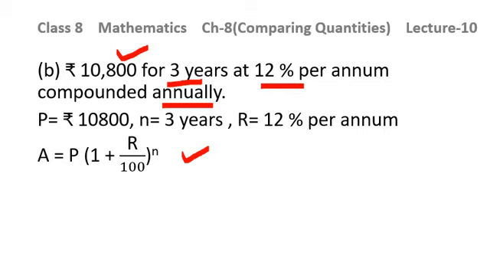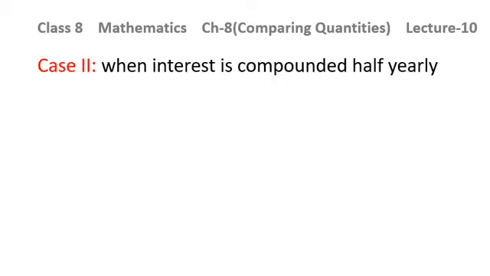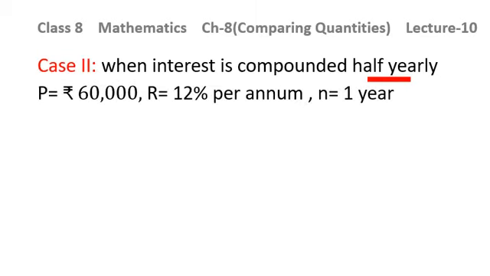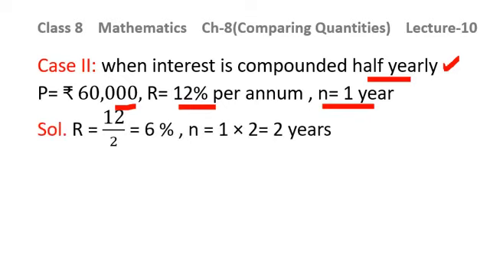Case 1. Now coming to case 2, when the interest is being compounded half yearly. How will you solve it? Principal is given to you as 60,000, rate is 12% per annum, n is 1 year, and we know that when the interest is being compounded half yearly, we need to divide the rate by 2 and the time is to be multiplied by 2.